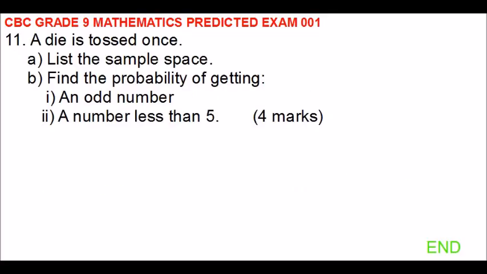And this is question number 11 on probability. We are told a dice is tossed once. A, list the sample space. B, find the probability of getting an odd number, an even number.